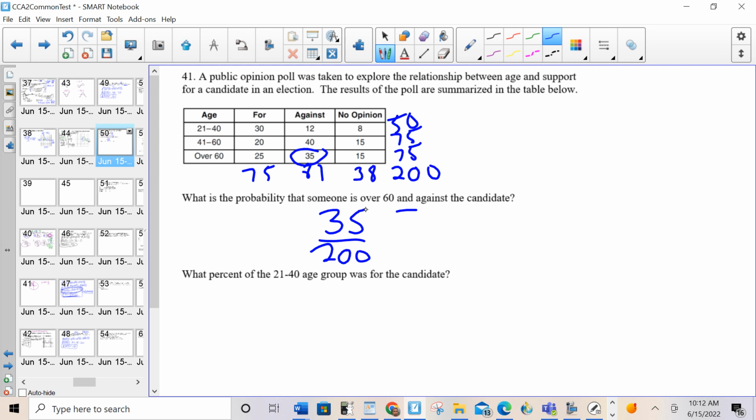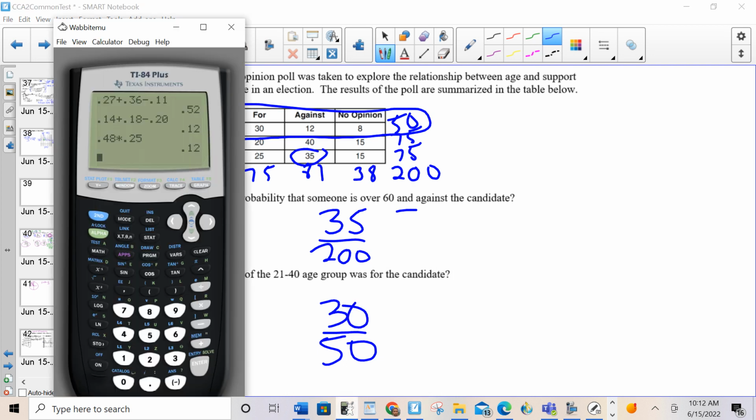I don't see that here, but it says, what percent of the 21 through 40 age group? It's only asking about the 21 through 40 age group. So I circle the condition. Out of the 50 people, how many are for? 30. Because this one asks for a percent, you would now need to make it into a percent by dividing and then multiplying by 100, which would be 60%.